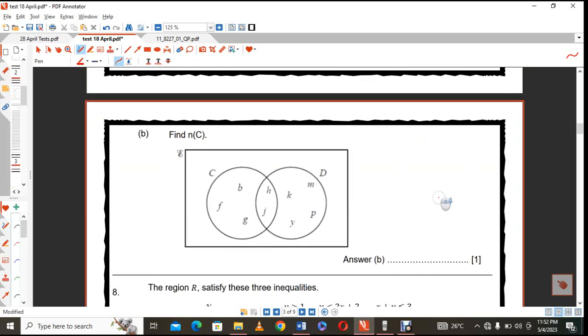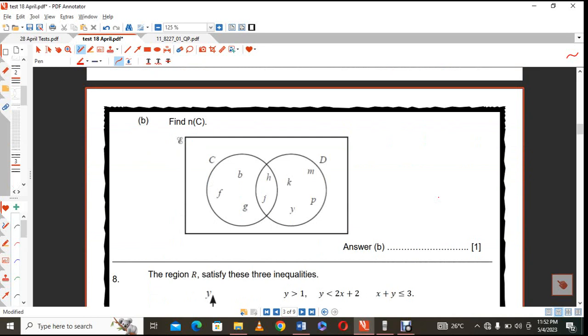Right, then they're asking you to find the number of elements that you find in set C. Well, that is very easy. You can just go ahead and count them. And there's 1, 2, 3, 4, 5. There are 5. Please do not put this in brackets. If you don't put it in curly brackets, you will be marked wrong.